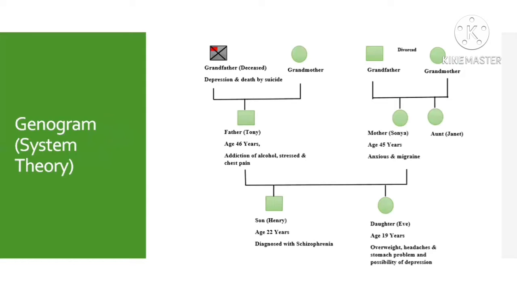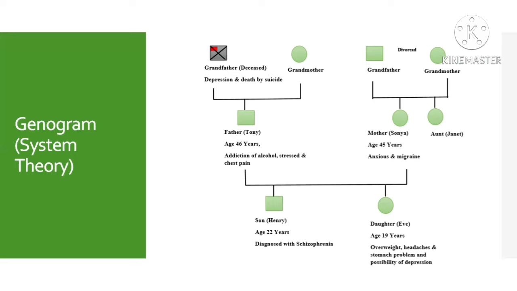Here I'm using a genogram, which I derived from systems theory, to brief about the family relations of Tony and also to elaborate the family history of trauma and disease. Beginning from the paternal family, Tony's father committed suicide when Tony was just 25 years old. Tony is now 46 years old and he is addicted to alcohol. He is also experiencing chest pain.